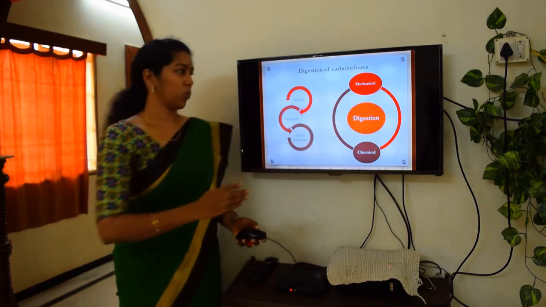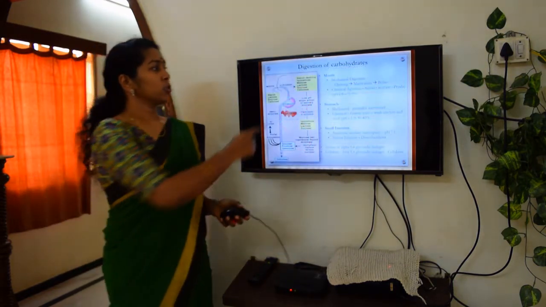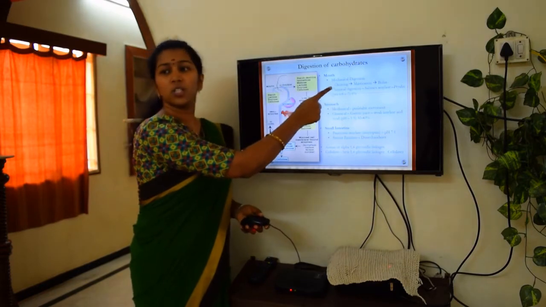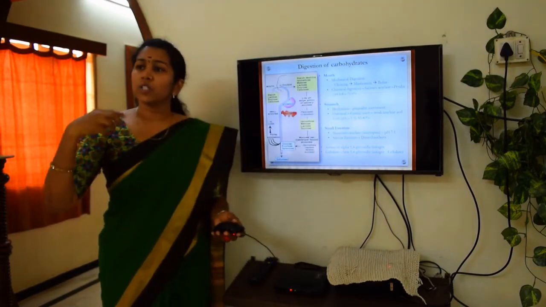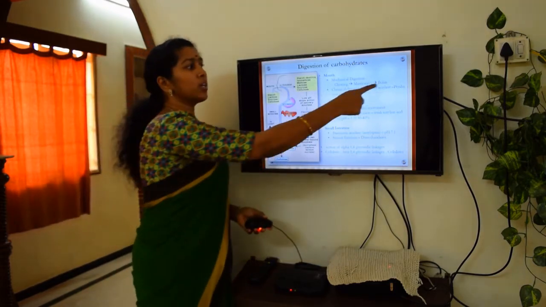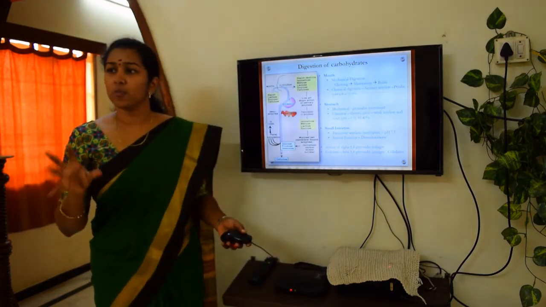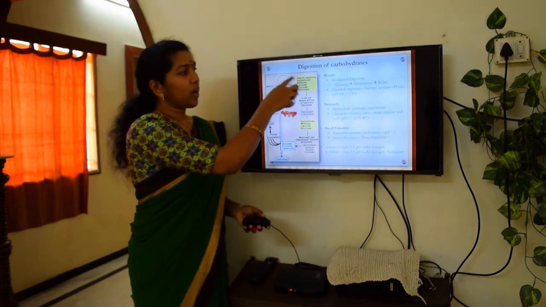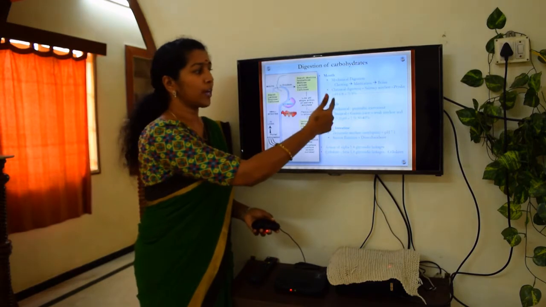Clear? Okay. So here you can see, when you take the food through the mouth, mechanical digestion is the chewing or the mastication, which breaks the food into smaller particles, right? The chewed food along with the saliva is called bolus. So that bolus is there, where the alpha amylase is also in the saliva. So that brings the pH of the food to 6.8 to 7.